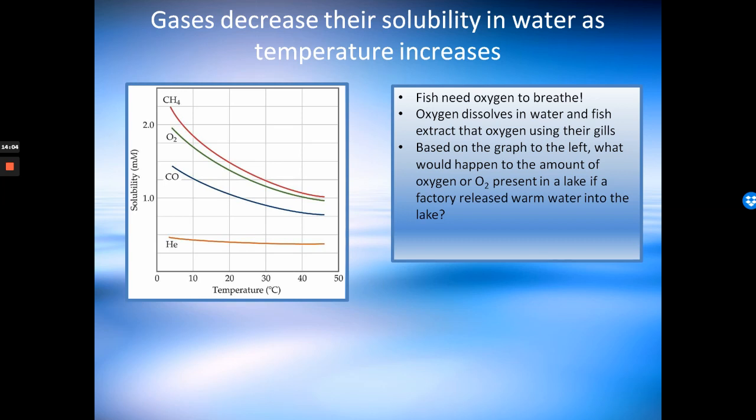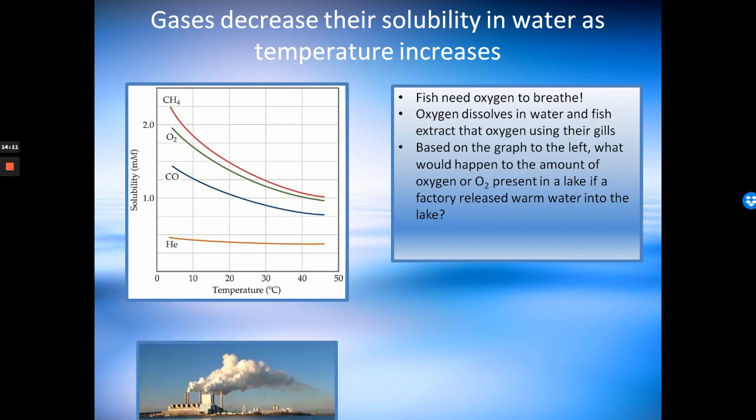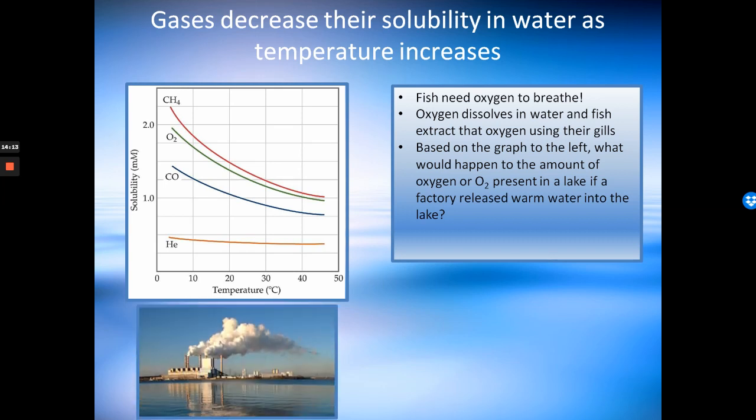So based on the graph to the left, what would happen to the amount of oxygen, or O2, present in a lake if a factory lets warm water into the lake? There are some lakes that are created to cool nuclear plants or coal burning plants, and then that warm water is actually released back into the lake. So think about that. Where do you think you're going to find the most fish? Nearest where the effluent is or furthest away?